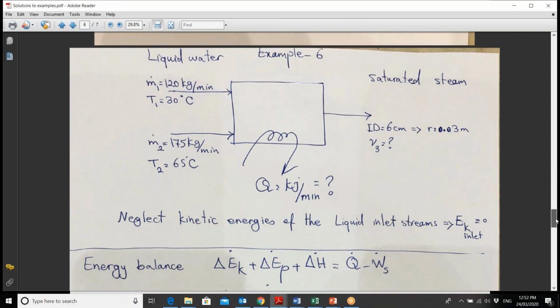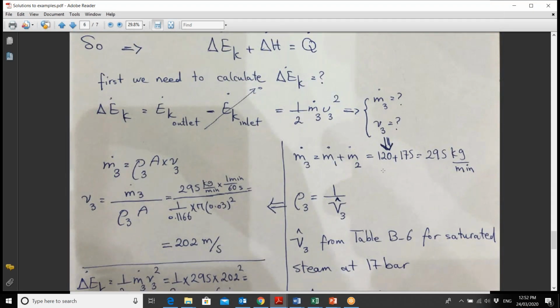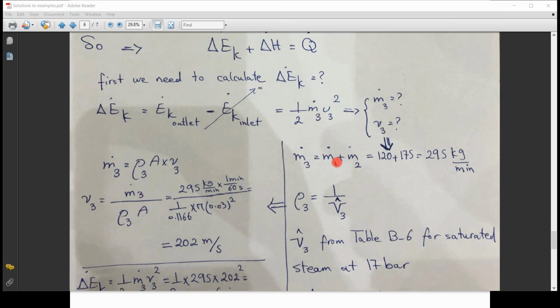So that is the way we can easily calculate the mass in the outlet of the boiler, which is equal to mass in. The first one is 120 and the other one is 175. So it will be 295 kilogram per minute.